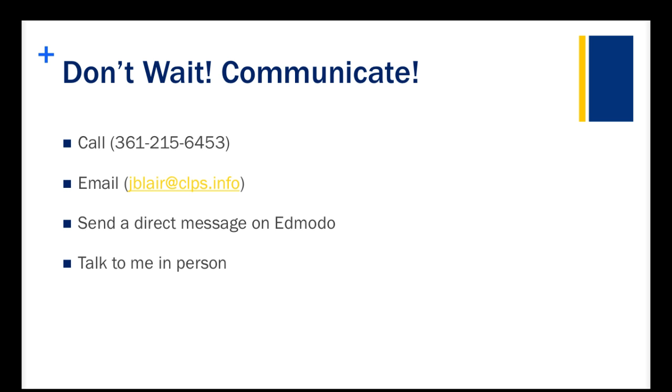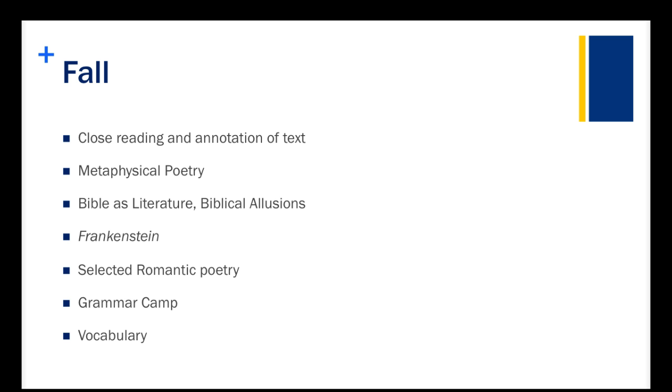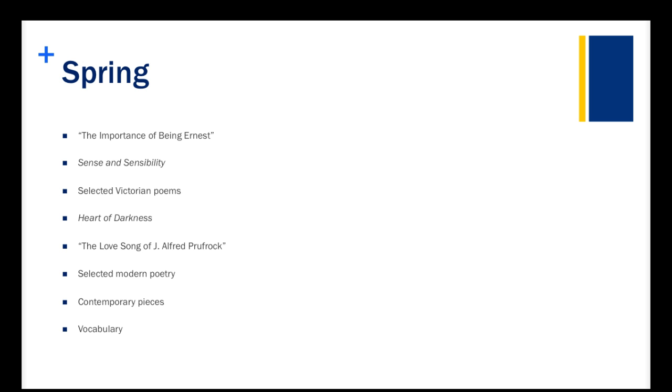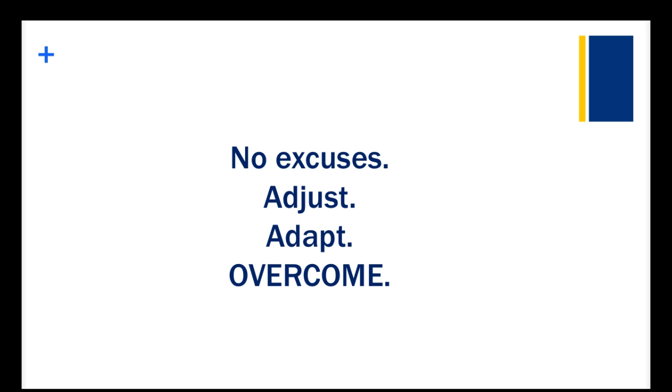And really quickly, here are some of the items that we'll be doing in the fall semester. So you can look at those. And in the spring, we'll be reading several books and plays. In both semesters, we'll be doing a study of vocabulary, and we'll be doing grammar preparation. And in the syllabus, there is a detailed outline of everything we're doing.